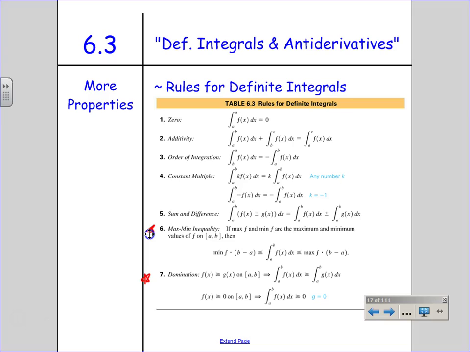What's the whole idea of the max-min inequality? Can you guys tell? Looks to me like a smaller rectangle and then a bigger rectangle. Wait, how does that make sense? Smaller rectangle and bigger. It's area. Can't we always close in area within a largest and a smallest?